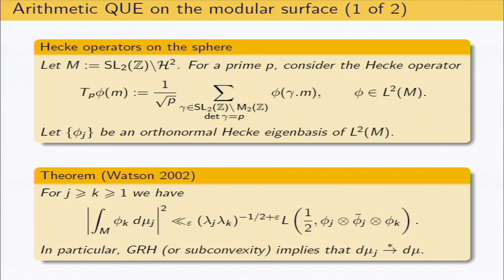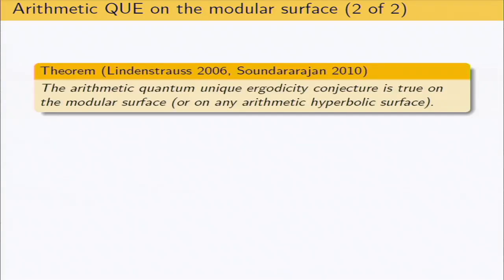Now what's very astonishing is that Lindenstrauss in 2006, together with the supplemental result of Soundararajan in 2010, managed to establish the arithmetic quantum unique ergodicity conjecture, not with the decay rate, but effectively the conjecture on the modular surface, or in fact on any arithmetic hyperbolic surface. So I don't have time to go into any of the ideas of this magnificent work.